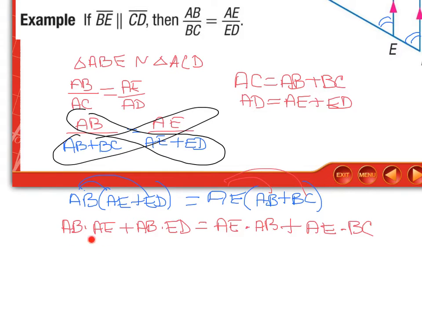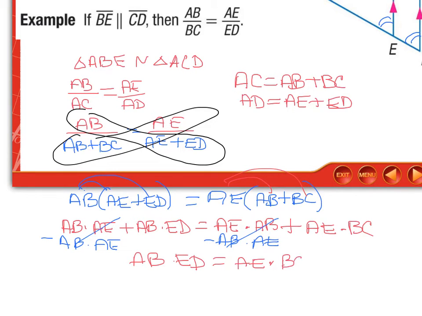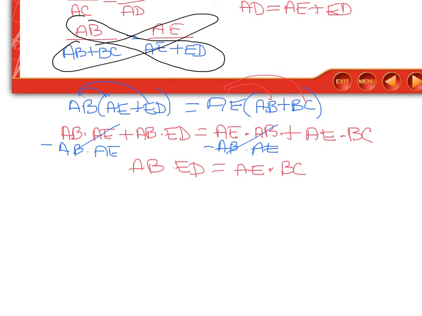We've got AB times AE over here, and we've got AB times AE over here. So if we subtract that from both sides, then what happens? It cancels out. So we have left AB times ED equals AE times BC. Okay, I'm going to divide both sides by BC. I can do anything I want here as long as I'm consistent.